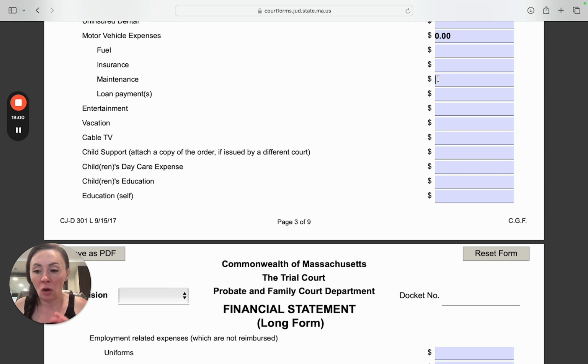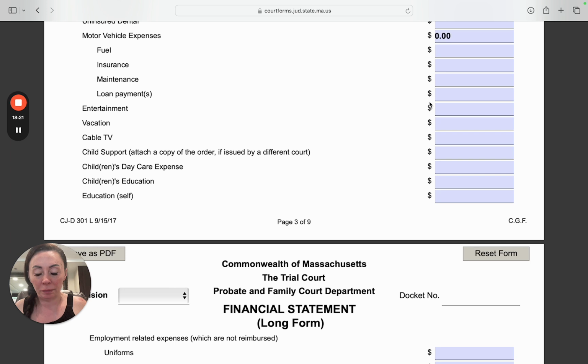Maintenance, oil changes. If you have a jalopy and you have to repair it a lot, you're going to be taking an average of your repair bills and then dividing it out further to get a weekly amount. All of your oil changes, repairs, all of that gets lumped into that maintenance category.